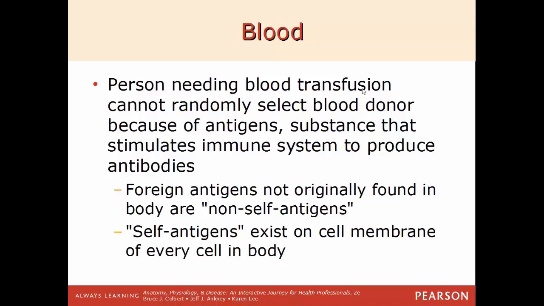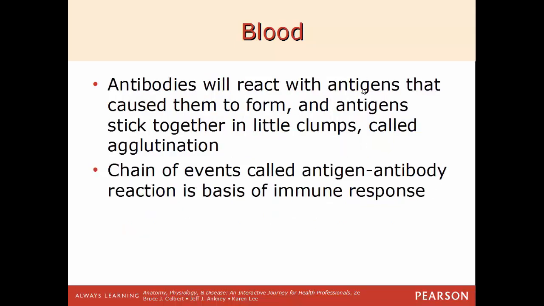And then self antigens exist on the cell membrane of every cell in your body. This is how your body determines what is you and what is not you, what is a foreign tissue. So what happens is antibodies will react with antigens that they deem to be foreign or not from you, and as this happens, they will stick together in small clumps. This is called agglutination. Now, when cells are in this form, in this agglutination, they can't function, and they eventually will be torn apart to the point where they are destroyed. So obviously, they can't work beyond that.